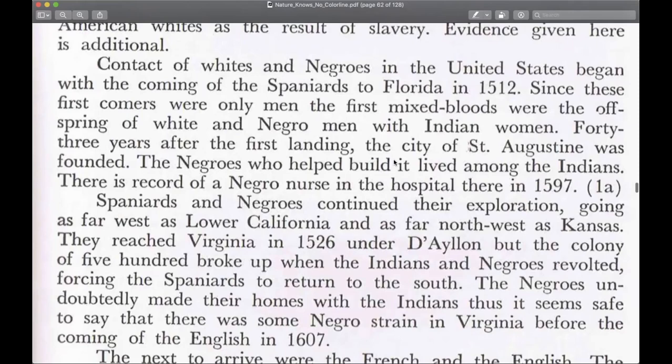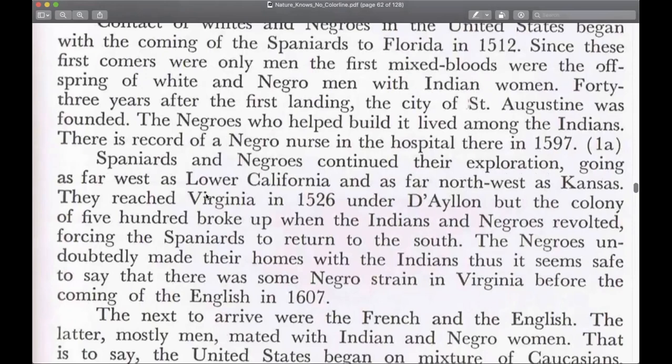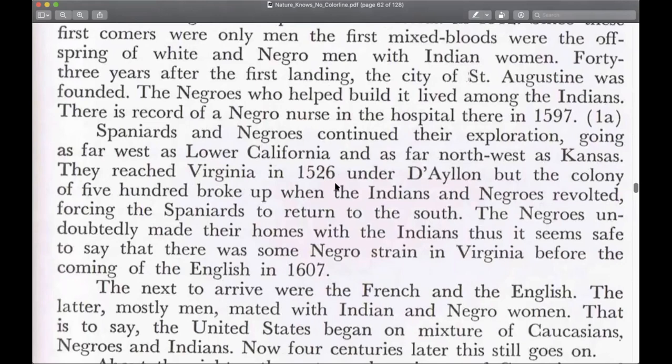There is no record of a Negro nurse in the hospital there in 1597. Since the Spaniards and Negroes continued their exploration, going as far west as Lower California and as far northwest as Kansas, they reached Virginia in 1526. Negroes, right? Now, what does that debunk right away? Didn't they tell us that the first so-called Negroes came in 1619?